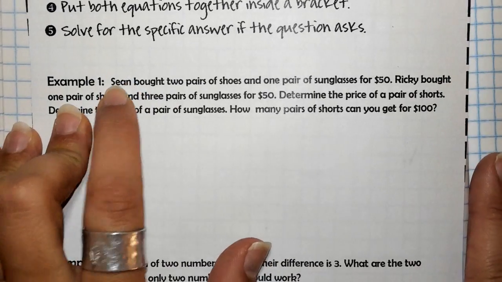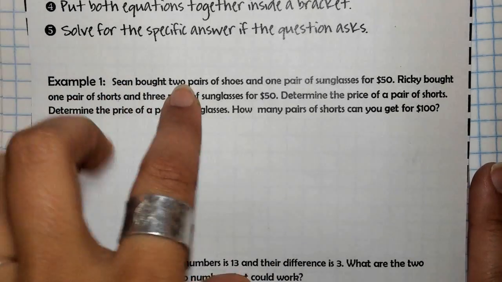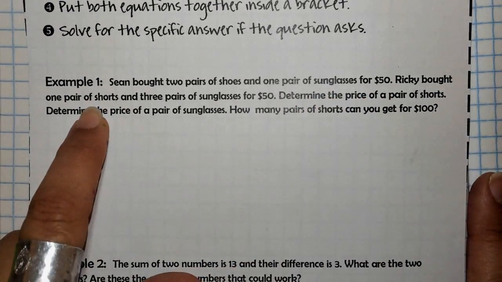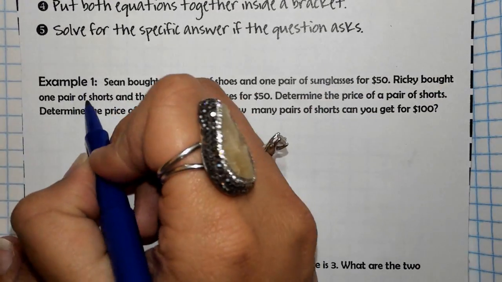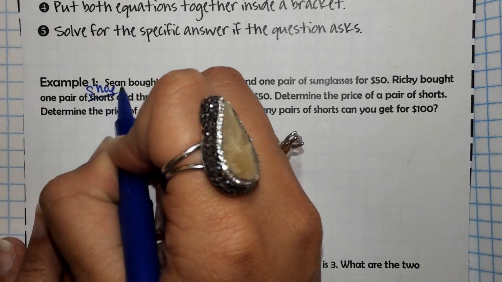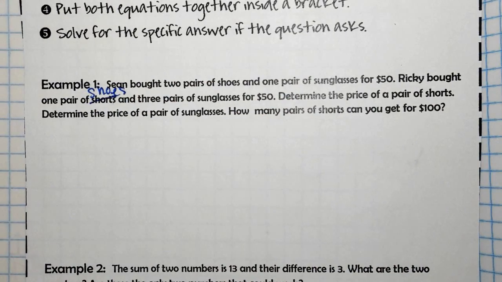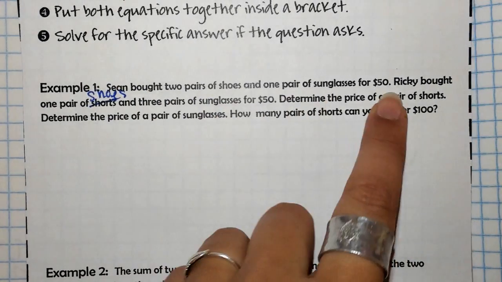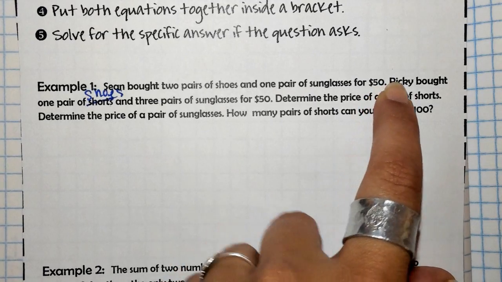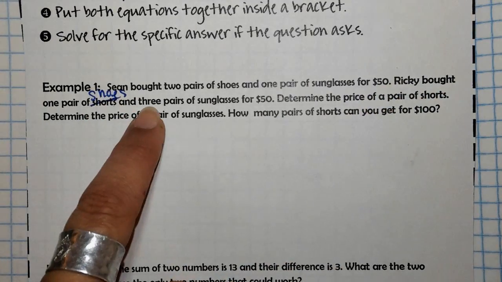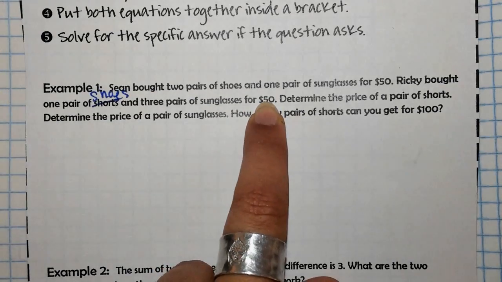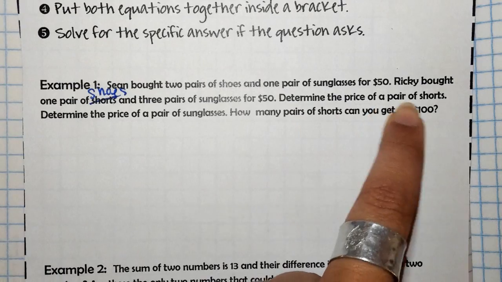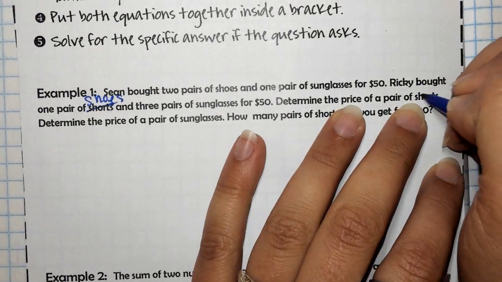Alright, we're starting with Sean. Sean bought 2 pairs of shoes and 1 pair of sunglasses for $50. Ricky bought 1 pair of, let's change that shorts to shoes. Yep, shoes. Alright, so Sean bought 2 pairs of shoes and 1 pair of sunglasses, and how much money did he spend? Ricky bought 1 pair of shoes and 3 pairs of sunglasses, and how much money did he spend? $50.